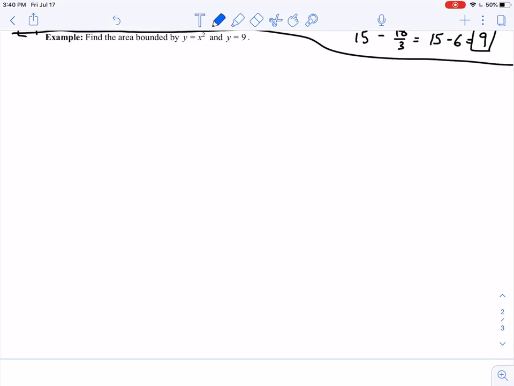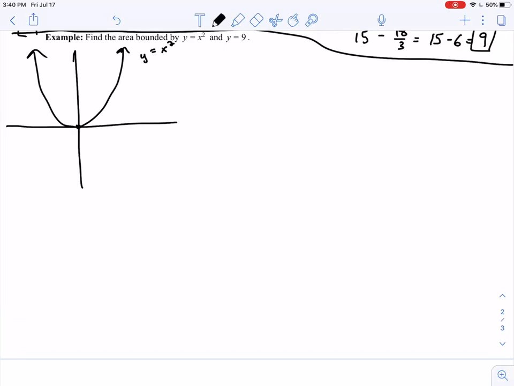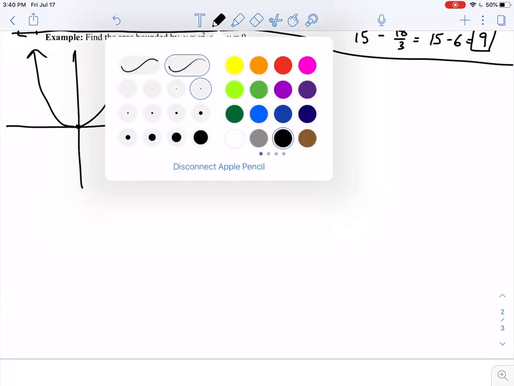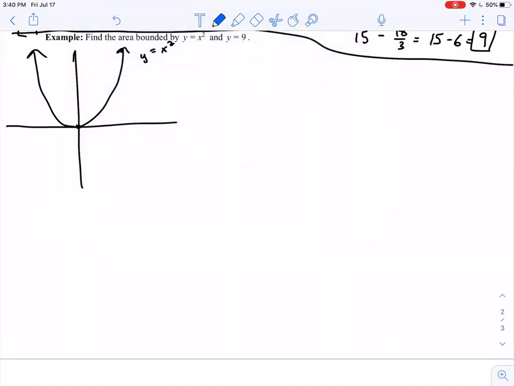So let's see, I should have y equals x squared. That's a parabola that opens upward. It looks something like this, with a horizontal tangent line. Here's y equals x squared. And then you have y equals 9. That's a constant function at 9. I don't want to be too specific about details. I just want a general idea of what these look like.